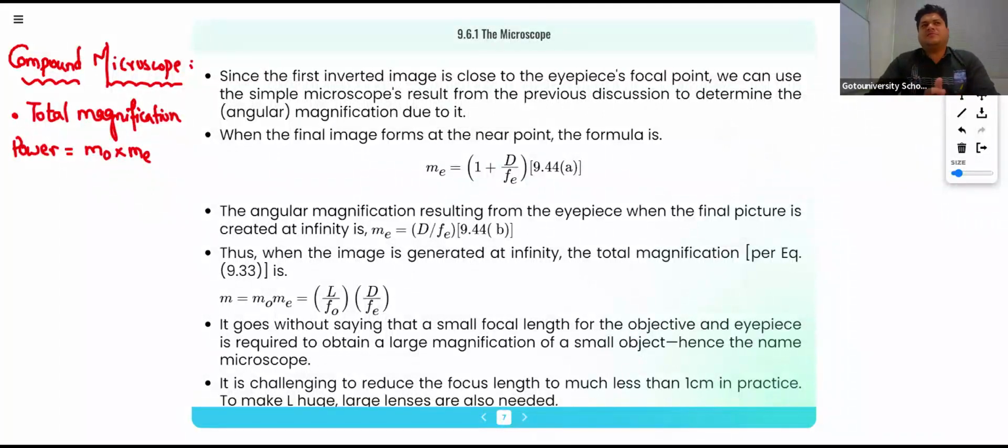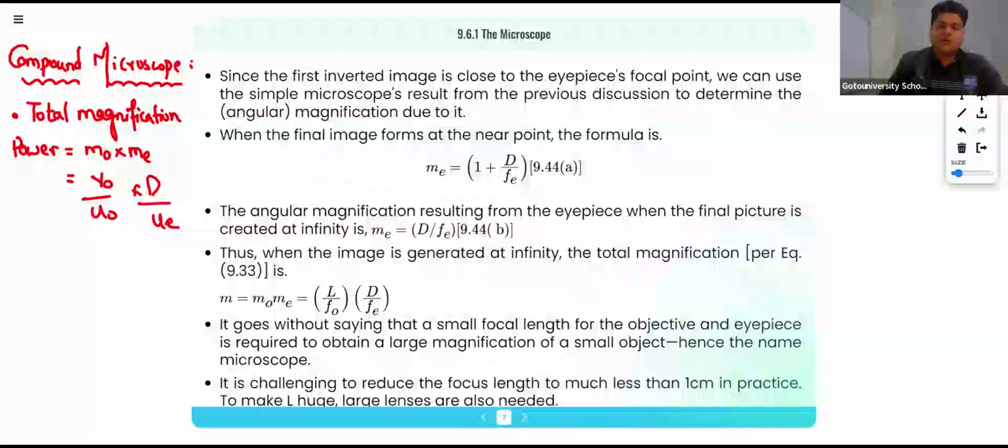What is M naught? Magnification power of the objective. And what is ME? Magnifying power of the eyepiece. So this will be equal to V naught upon U naught multiplied by D upon UE. Okay, this will be the total magnification power. Now, let's see what the length will be here, first case, when the object is at least distance.